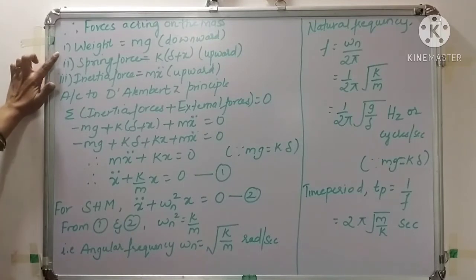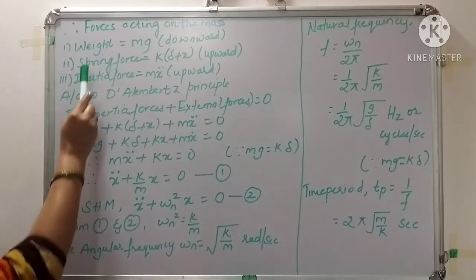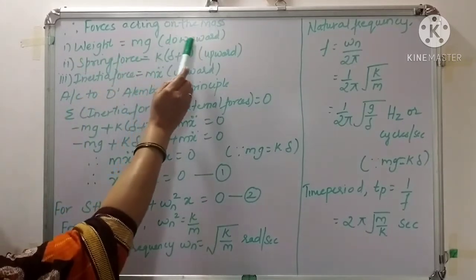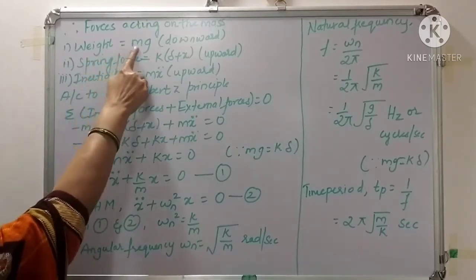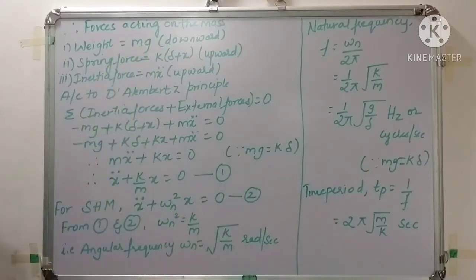The forces acting on the mass are the weight that is acting in the downward direction. The weight equals what? M into G. So I have written downward, in order to consider the sign while writing the equation. So the weight which is acting in the downward direction is given as mass into gravity, that is M into G.